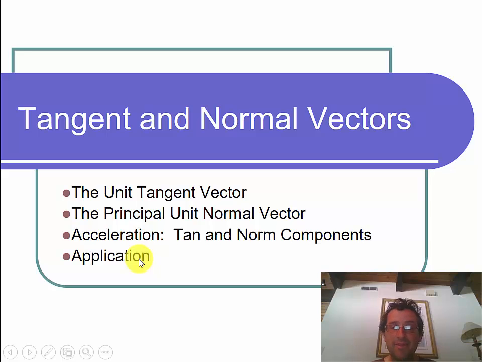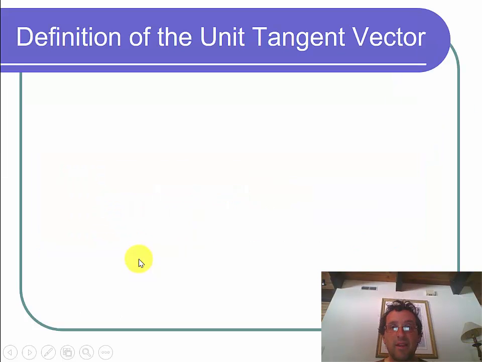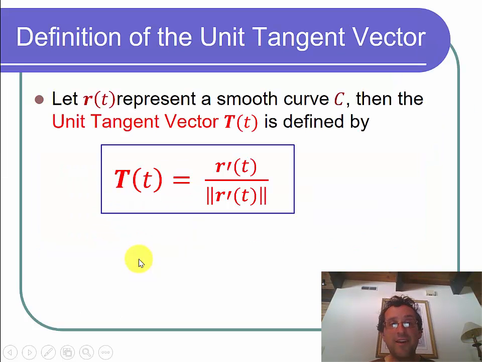And then finally, we'll have an application. We'll take a look at how to navigate a spaceship. So as that goes, let's start out with the unit tangent vector. The definition of the unit tangent vector is as follows.